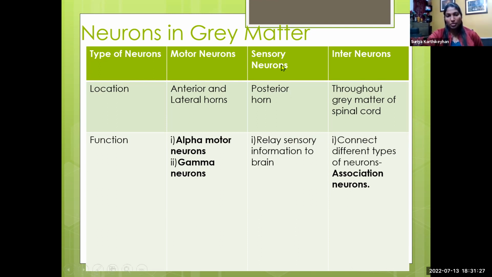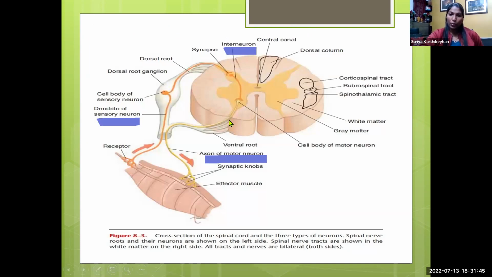Okay. So the sensory neurons relay the sensory information mainly to the brain. They take the information. They are the afferents. They'll relay the information mainly to the brain. Okay. Interneurons just connect the different types of neurons. They are the association neurons. That's all. So this is again a single spinal segment where you can see the anterior gray column, lateral column, and then posterior column of the gray matter.